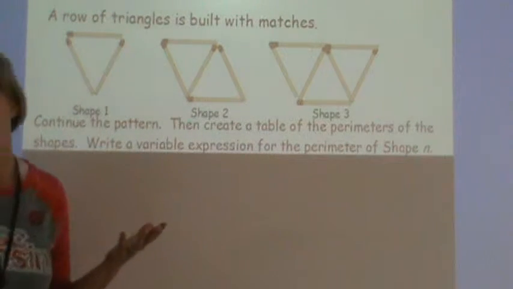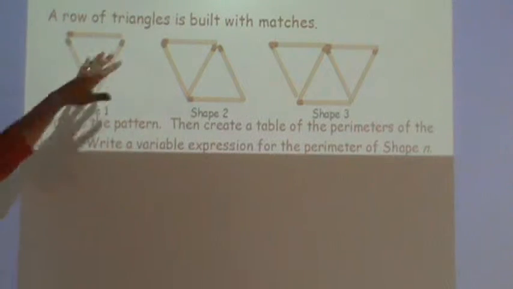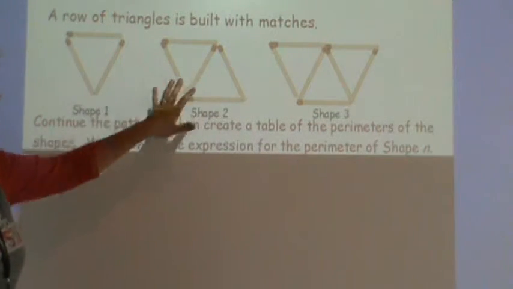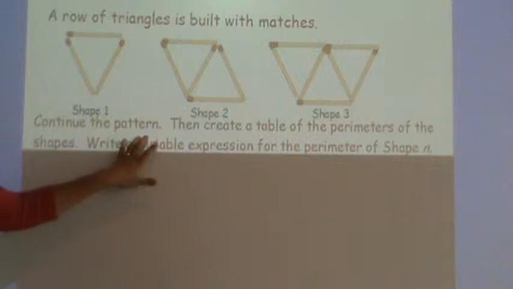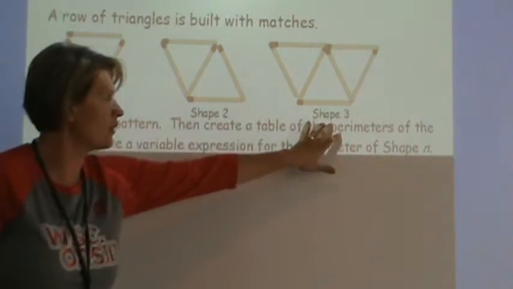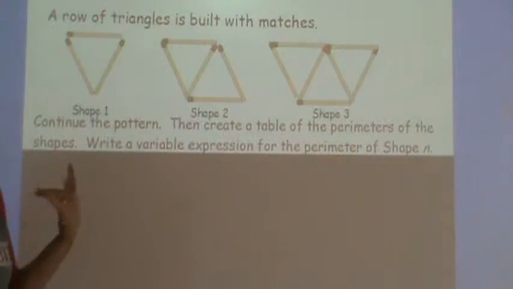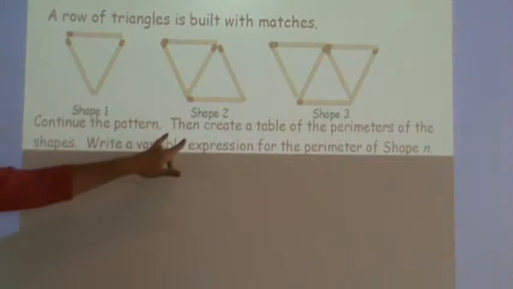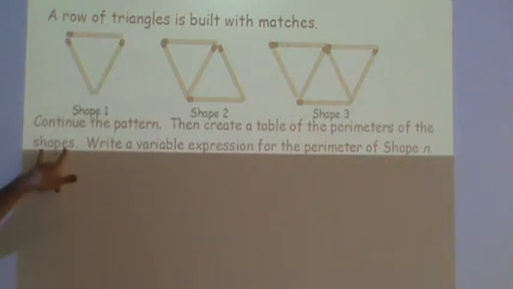Okay, so one of your problems might look like this today. You have a row of triangles built with matches. We're going to continue the pattern. We've got shapes 1, 2, 3. We want to continue it for shapes 4 and 5, see if we can predict it. Then create a table of the perimeters of the shapes. Write a variable expression for the perimeter of shape n.